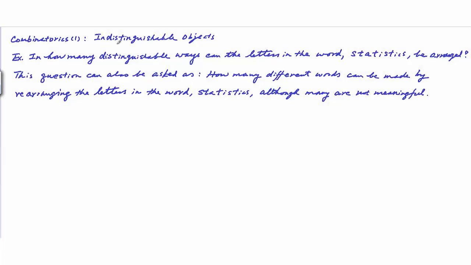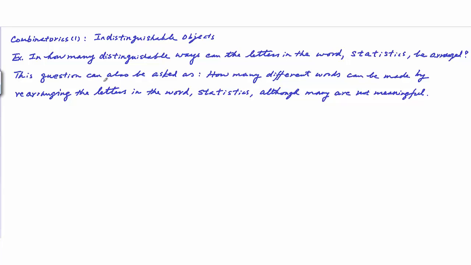Combinatorics with indistinguishable objects. When we solve a permutation or a combination problem, the objects are distinct. There are applications where some objects are not distinguishable, and we want to know how many distinguishable permutations or combinations can be obtained. Let's look at this example. In how many distinguishable ways can the letters in the word statistics be arranged?